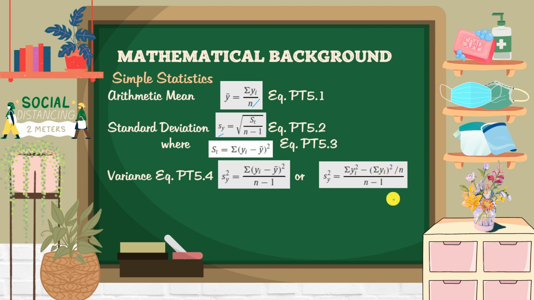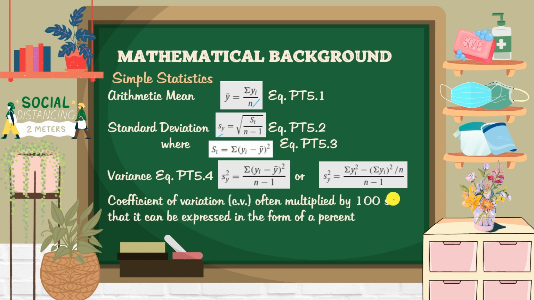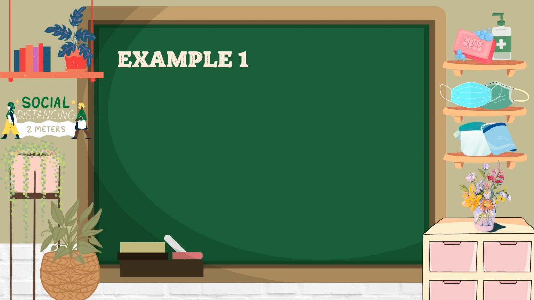A final statistic that has utility in quantifying the spread of the data is the coefficient of variation, or CV, often multiplied by 100 so that it can be expressed as a percent. So in equation PT 5.5, CV is equal to S sub y over the arithmetic mean, multiplied by 100%.